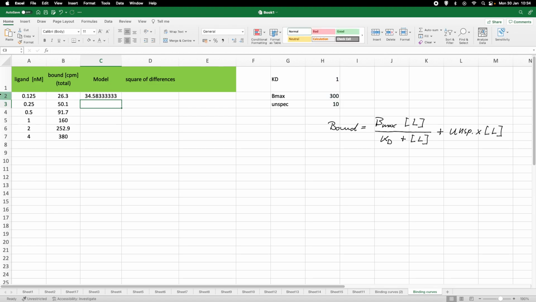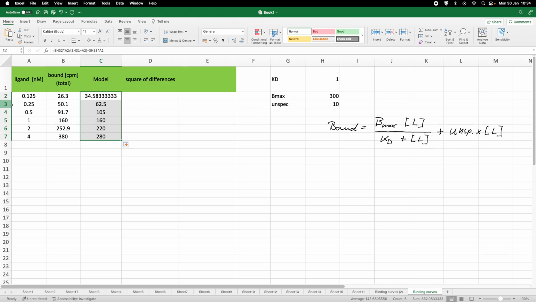We get a value which is different from our bound value, and we can do this calculation for the rest of the data. So we just simply drag it down. So here we've got our model, here we've got our bound data. This model now contains the specific part as well as the unspecific part.